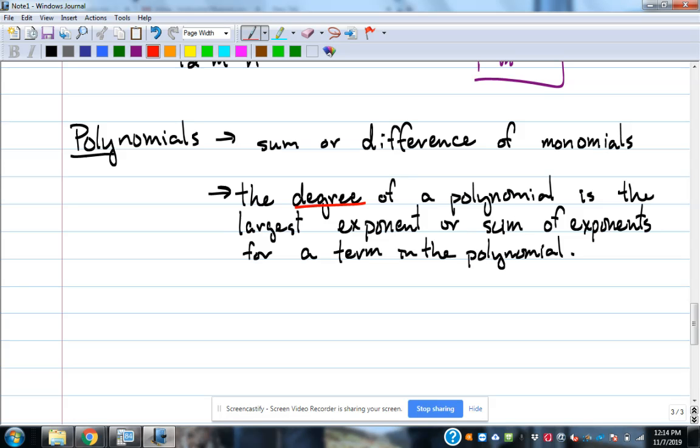So degree is an important thing. It's a property of a polynomial that helps us when we start looking at what's happening with the graph and what's happening with the zeros and things, or roots or solutions to a polynomial equation.